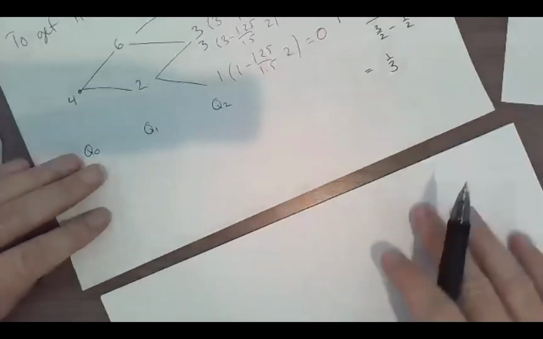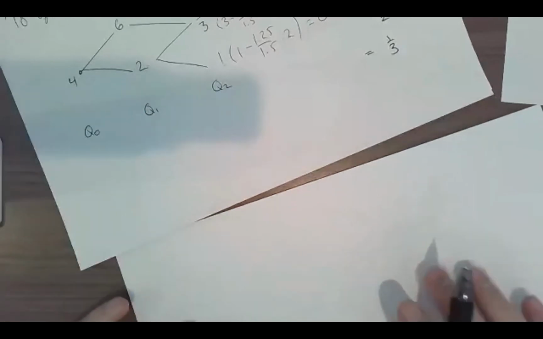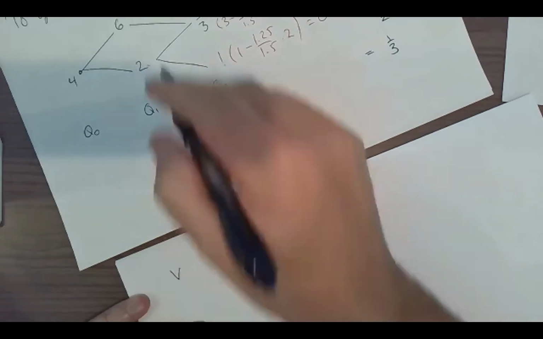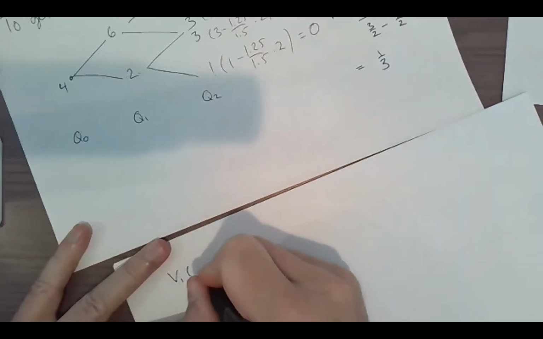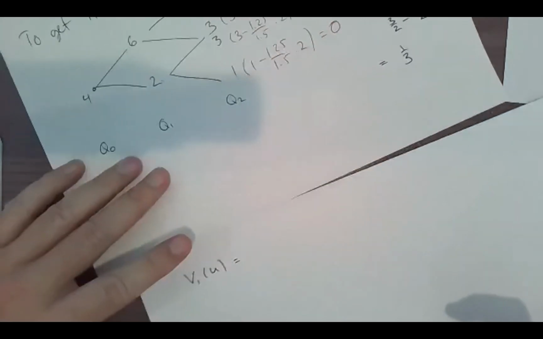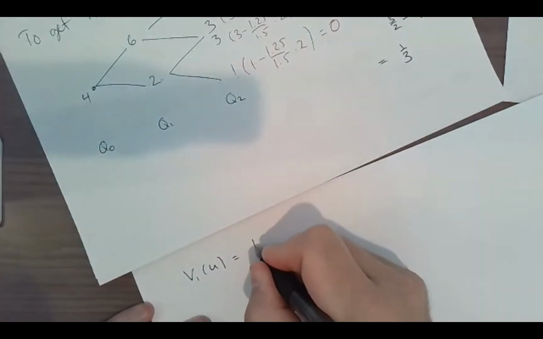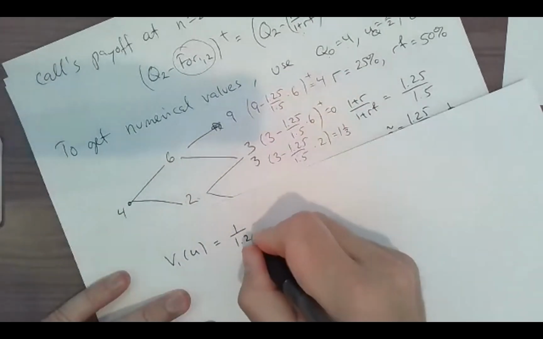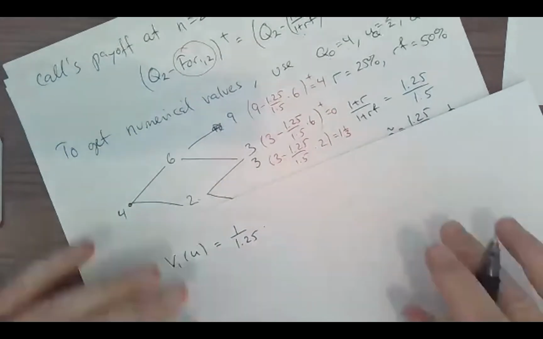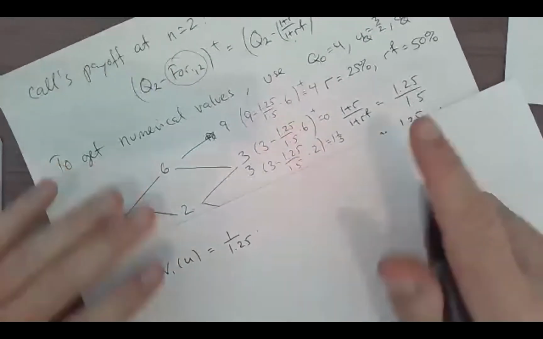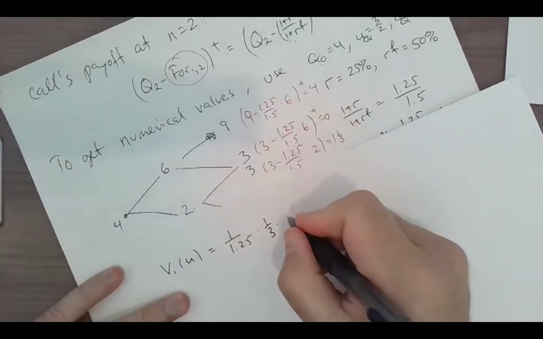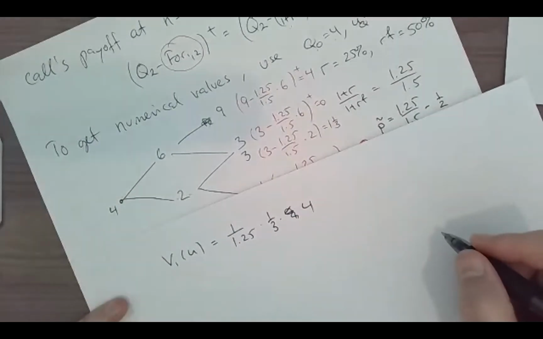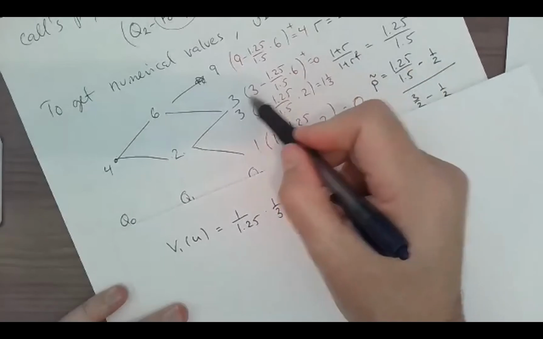So for example, if I want to know what the value is up here in the top node, so if I want to know what V1 is, I'll roll it back. So V1 in the up node will be, I discount the payoff. So this is 1 over, and these are now all in the domestic currency. So this is 1.25 times, and then the risk neutral probability is a third times 9, not times 9, times 4. So the other one is a 0.